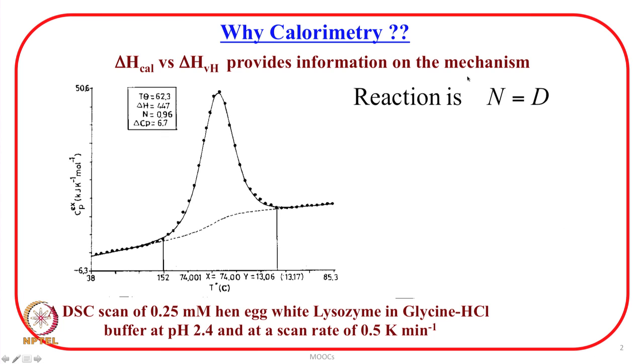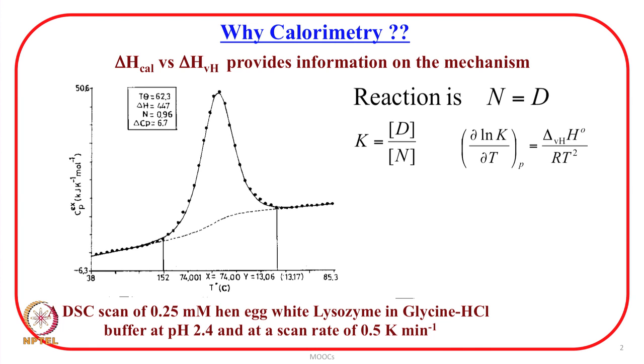We started discussing that the reaction is N going to D, where N is the native state of the protein, D is the denatured state of the protein, and the equilibrium constant can be written as the ratio of denatured state divided by the native state concentrations. And Van 't Hoff enthalpy can be obtained from the temperature dependence of the equilibrium constant, and this we discussed in the previous lecture, how to obtain the value of equilibrium constant as a function of temperature.